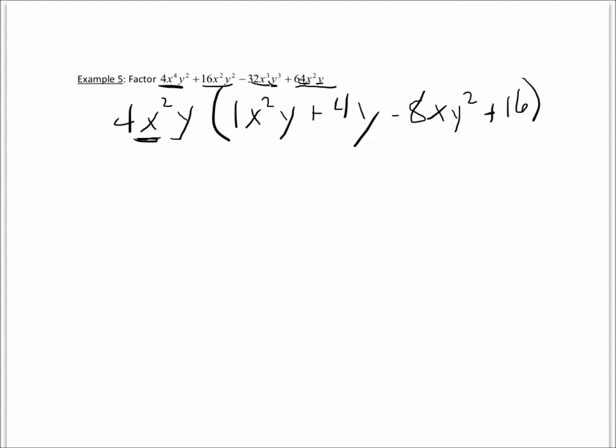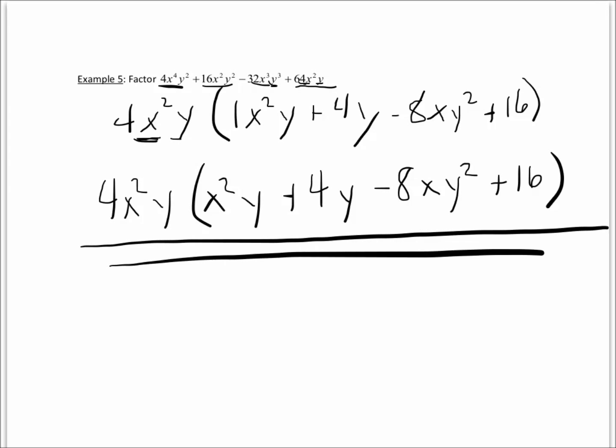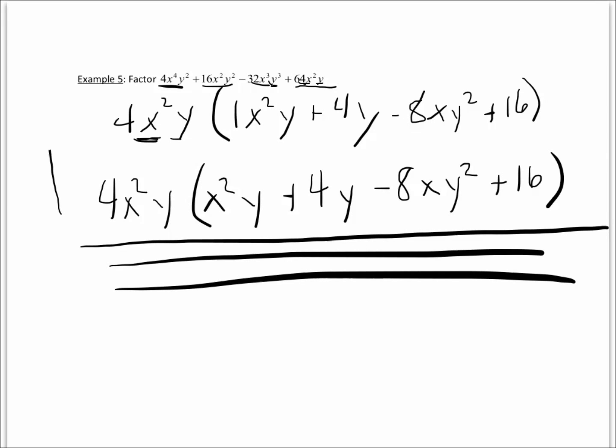So my final answer would be the GCF 4x squared y times x squared y plus 4y minus 8xy squared plus 16. And in class, we're going to talk about how you can multiply this in order to show that what we got as our final answer is the same thing as our original polynomial that's right there.